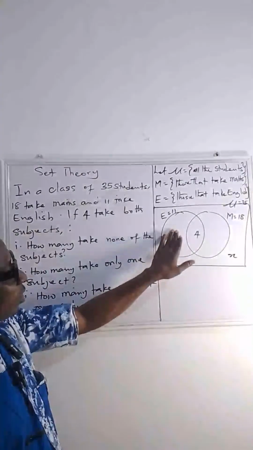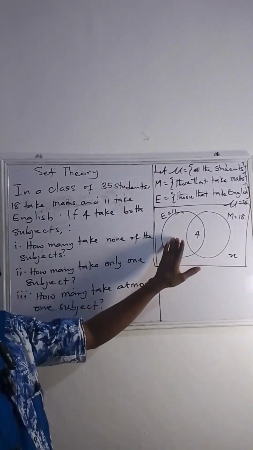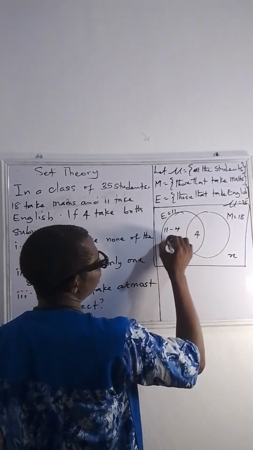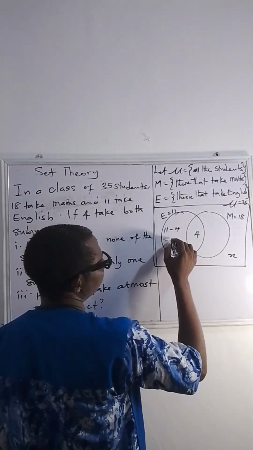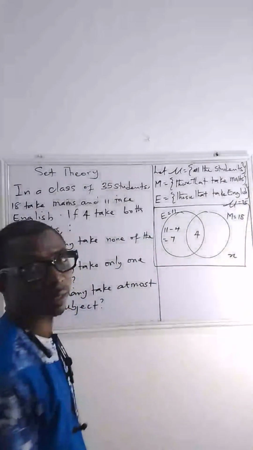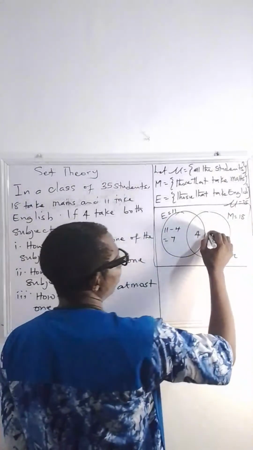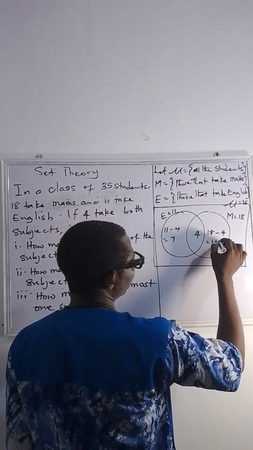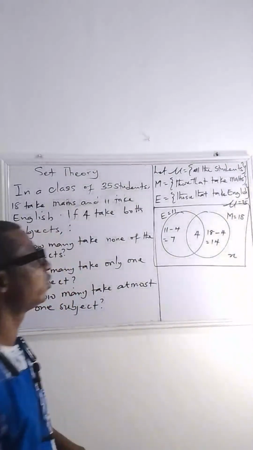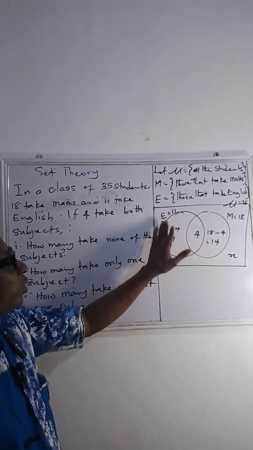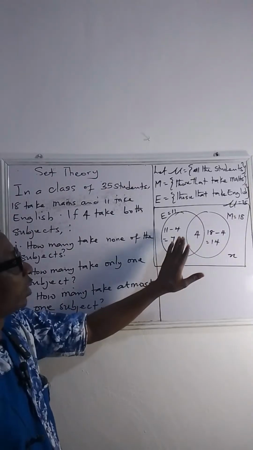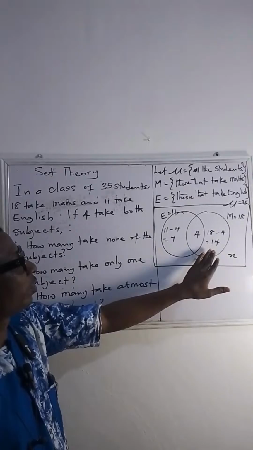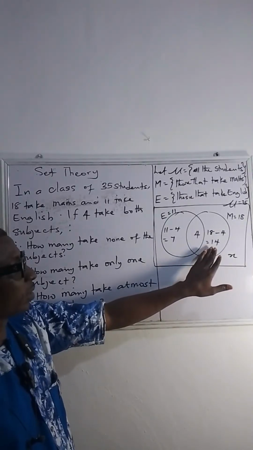So now let us get the number of students that take only English. So what are we going to do? You have 11 minus 4. So that gives you what? That gives you 7. Okay, so now let's look at this. Now we have 18 minus 4. What do you have? You have 14. Okay, so the number of those that take English only, 7. The number of those that take both subjects, 4. And the number of those that take only mathematics, 14.